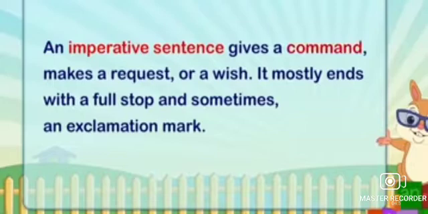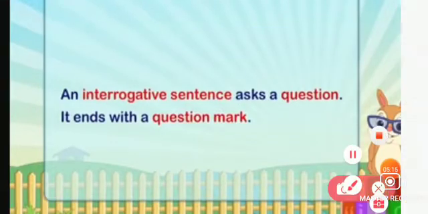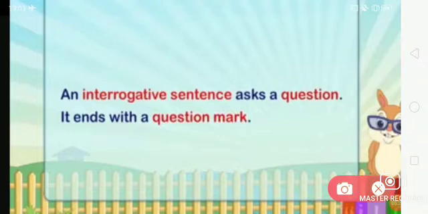It is very important, so you must learn this given information about the imperative sentence: an imperative sentence gives a command, makes a request or a wish. It mostly ends with a full stop and sometimes an exclamation mark. After completing this, we move to the next sentence, that is called the interrogative sentence. Okay students? So what is an interrogative sentence?